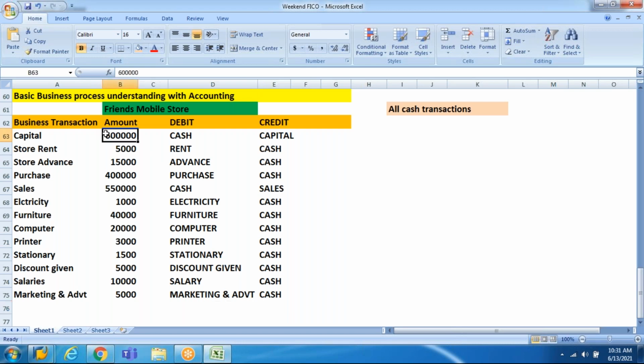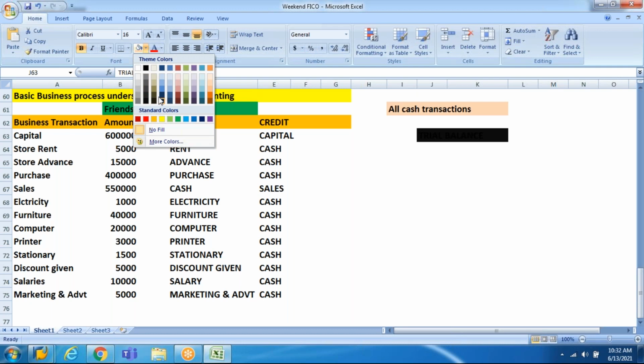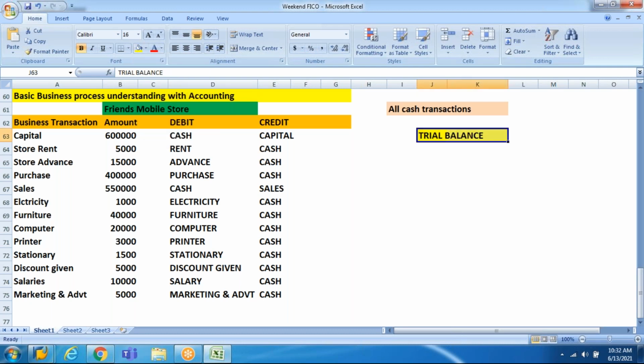Now, what is the next step after journal entries? What do we need to prepare? Trial balance. Normally we need to prepare ledger accounts, but we are not preparing them because we would need to prepare so many. So straight away we'll go to the trial balance. Let us write the trial balance. On the trial balance, you will have account, debit, and credit. This is how your trial balance looks.